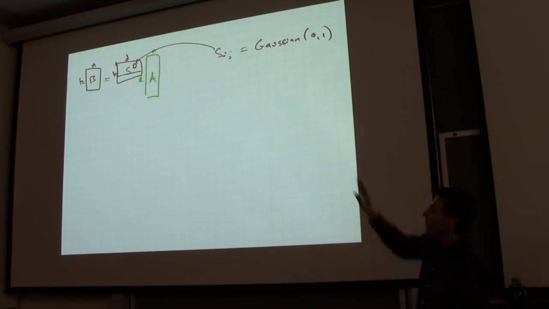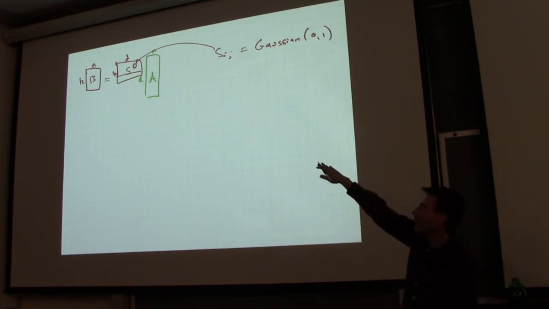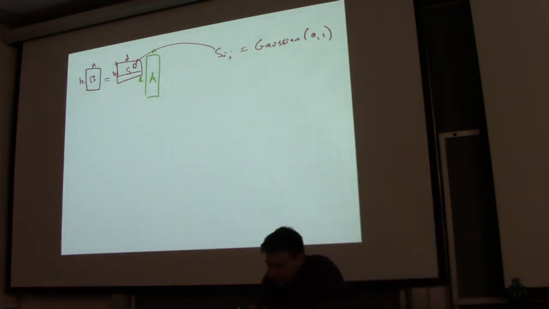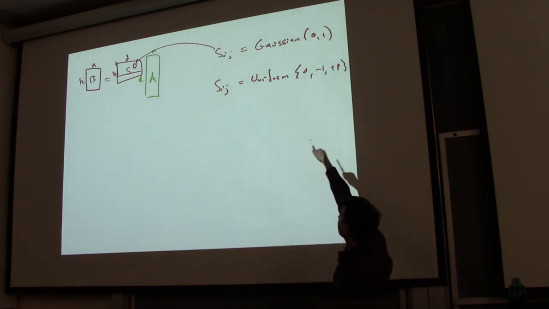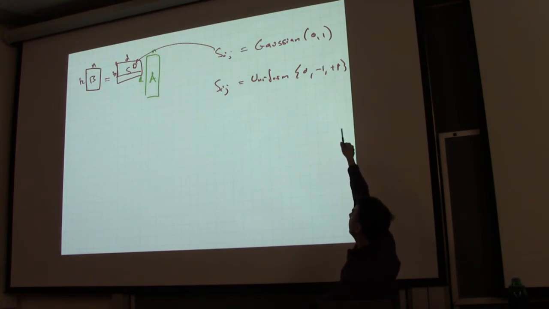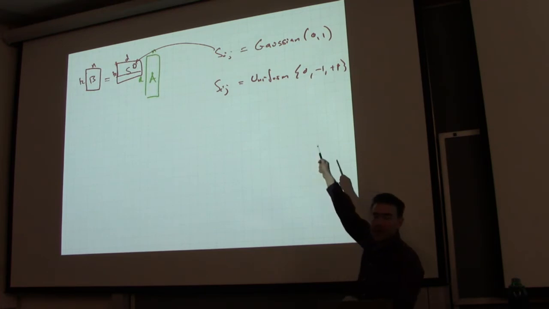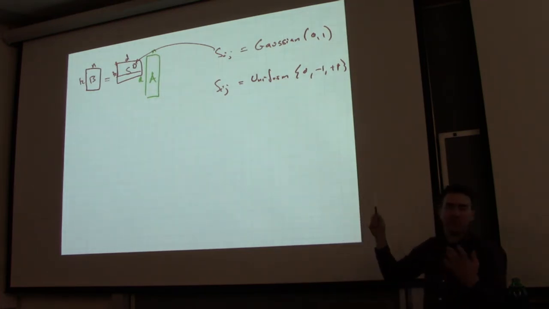Once people realized this, they said, well, what else can we put in place of S there? It turns out you can also do S_ij equals uniform between 0, -1, and +1. So I can fill up this matrix where I pick randomly 0, -1, or +1. I can actually pick 0 2/3 of the time, minus 1 1/6 of the time, and plus 1 1/6 of the time, and I get basically the same guarantees.